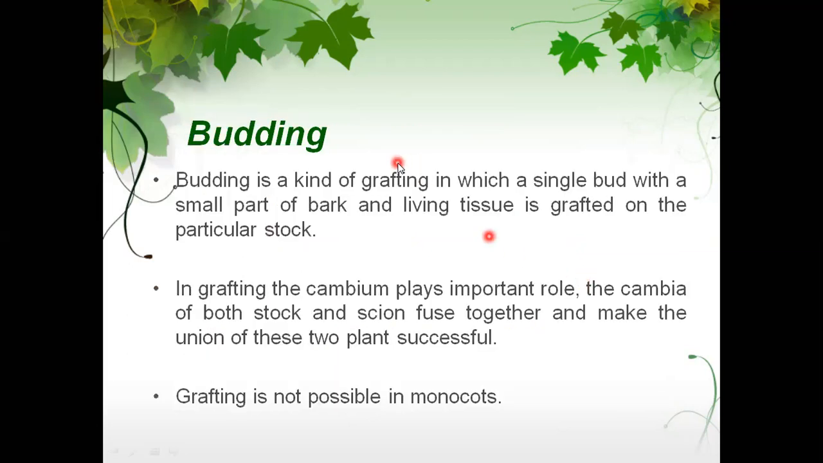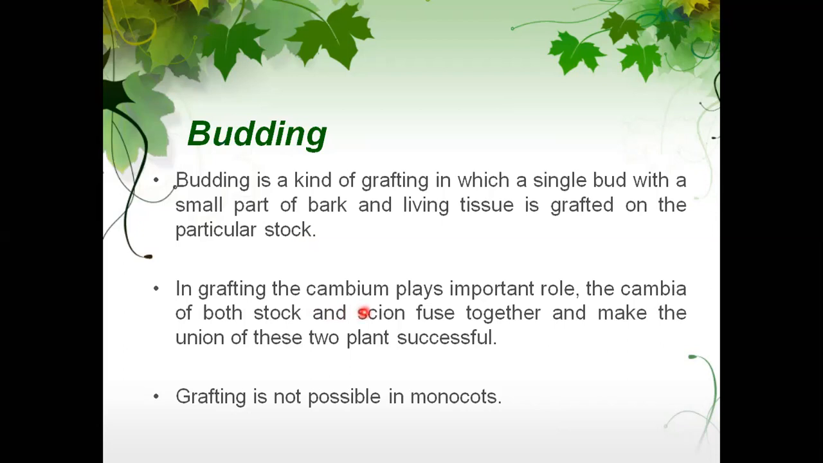Now, budding is one kind of grafting in which a single bud with a small part of the bark and living tissue is grafted on a particular stalk. Or we can say in budding, a leaf bud is taken from one plant and grown onto another plant.